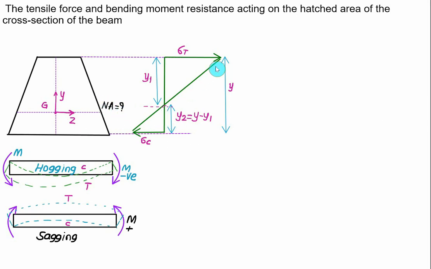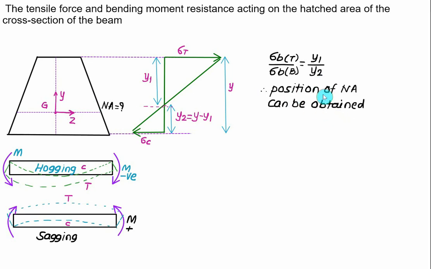Since here we have a linear distribution of stress, we have sigma b on the top divided by sigma b on the bottom equal to its distance from the neutral axis. This one is representing the neutral axis. For the top it is proportional to y1 and for the bottom it is proportional to y2. And we can very well solve for y2 because y2 is equal to y minus y1. So there is only one unknown and we can find the value of y2. This is one type of question they can ask you. If you find the value of y2, then the position of the neutral axis can be obtained.